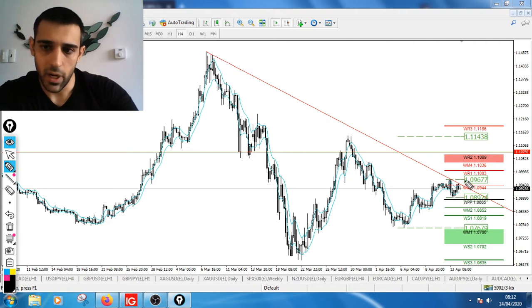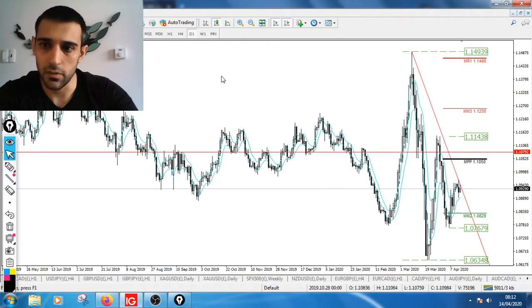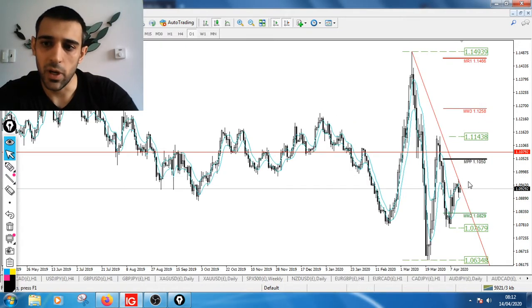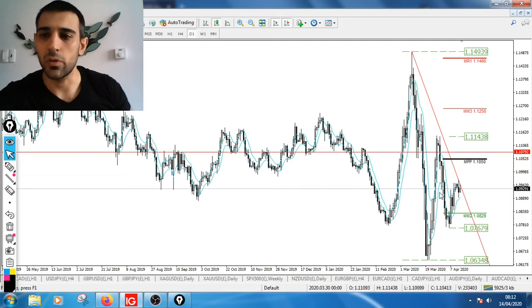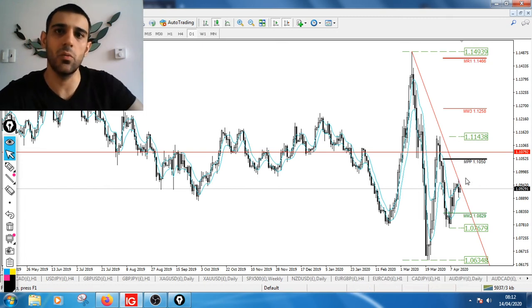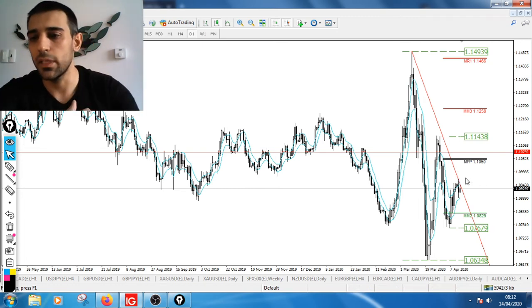However, if the price breaks it, we're going to have to go to the daily time frame. If the price breaks it, that will be for tomorrow, because I want to see the break of this trend line for the double. That's on a daily time frame, so we have to see that on the daily time frame.